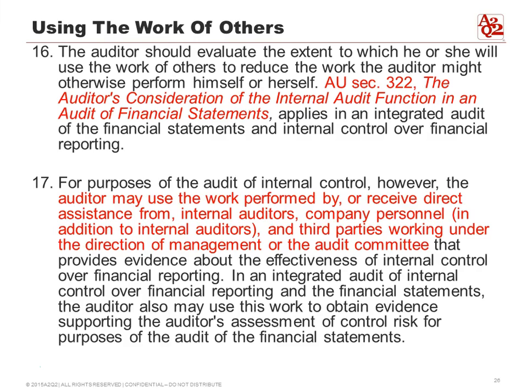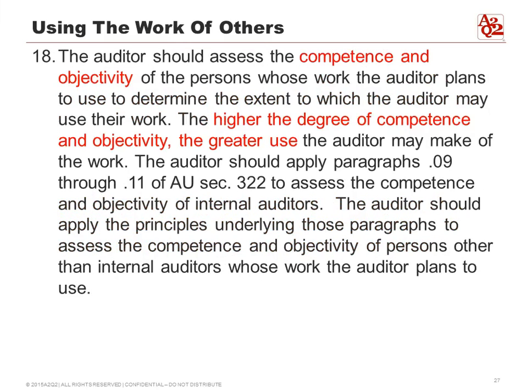But paragraph 17 basically says that the auditor can actually use the work performed or received direct assistance from internal auditors, from employee personnel, from the company's personnel themselves, in addition to the internal auditors, whether it's a finance person or in other parts of the organization, and third parties working under the direction of management or the audit committee. So again, it allows external auditors to rely on our work. And the next section talks about under what circumstances.